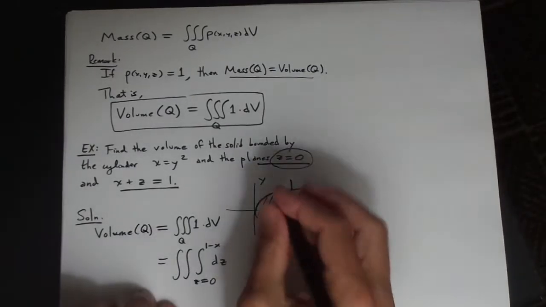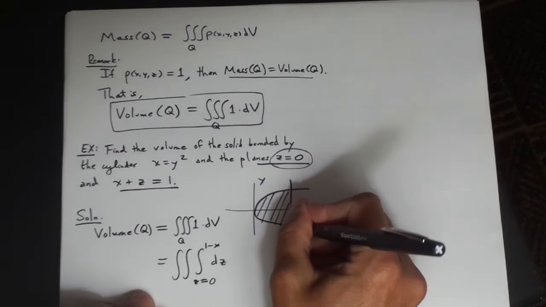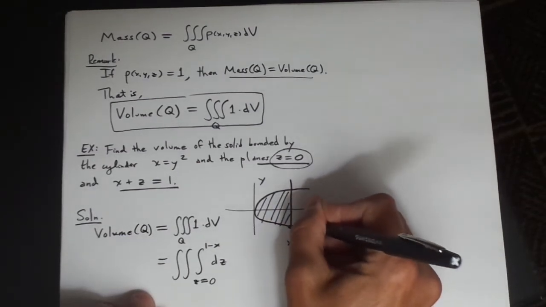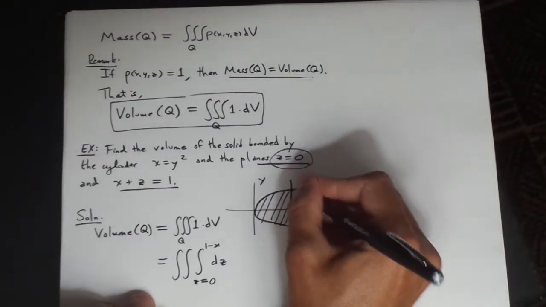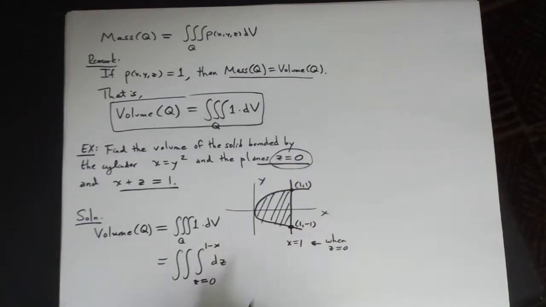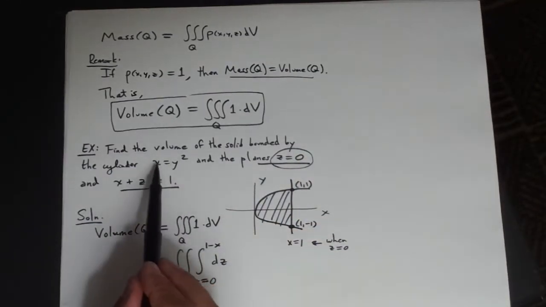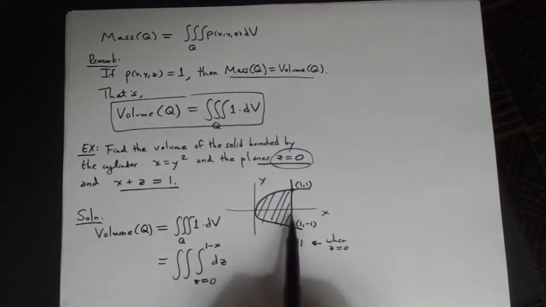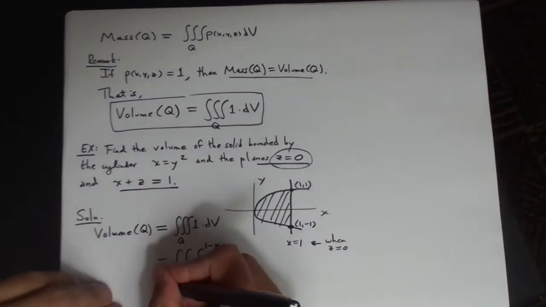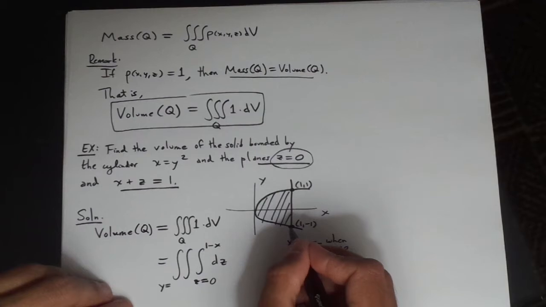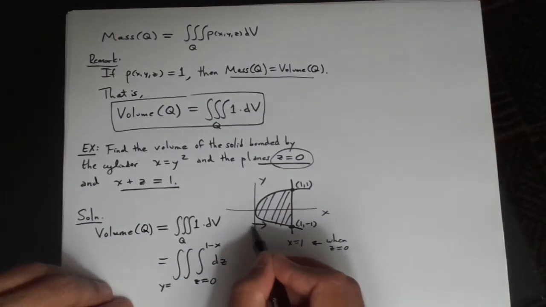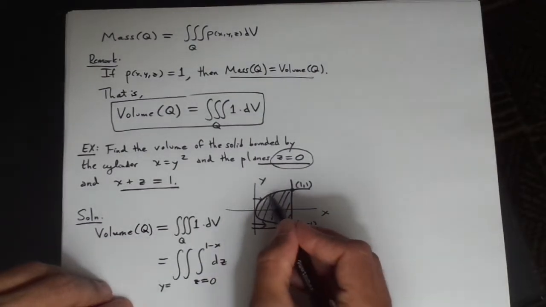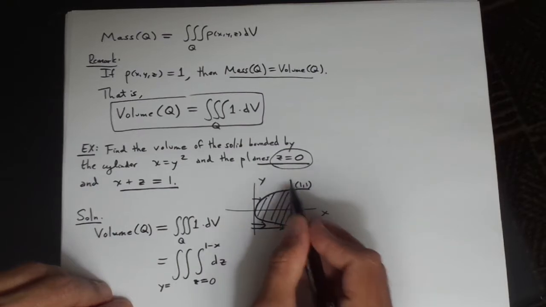To do that integral, first I want to find out where these points intersect. This is going to be (1, negative 1), and this is going to be (1, 1). You can figure that out by just setting x equal to 1 in the equation of the cylinder, and you find out that y is either 1 or negative 1. I'm going to do the y variable on the far outside because I just want to integrate in this direction, from the parabola to the line x equals 1.